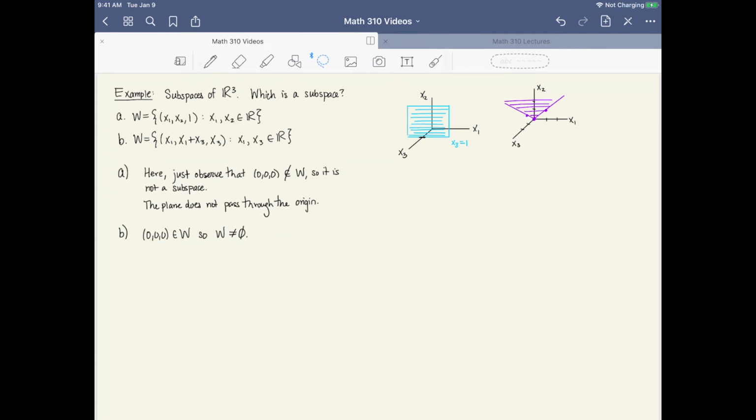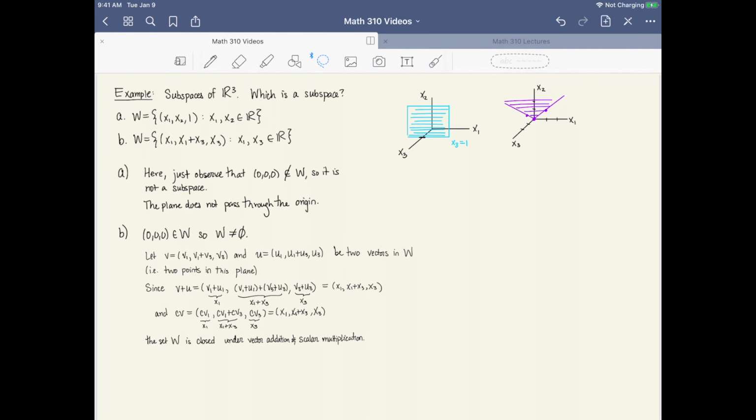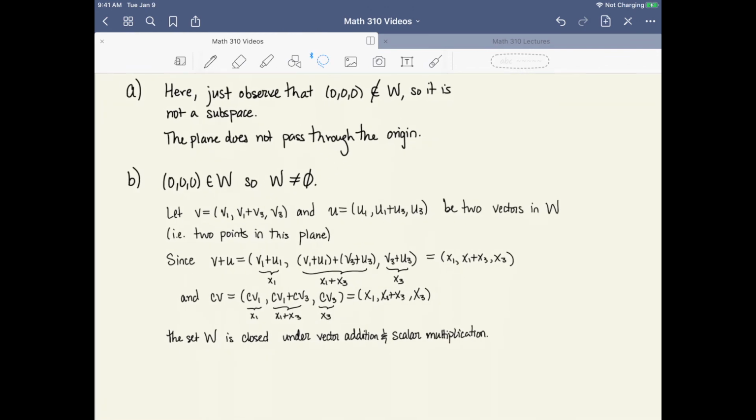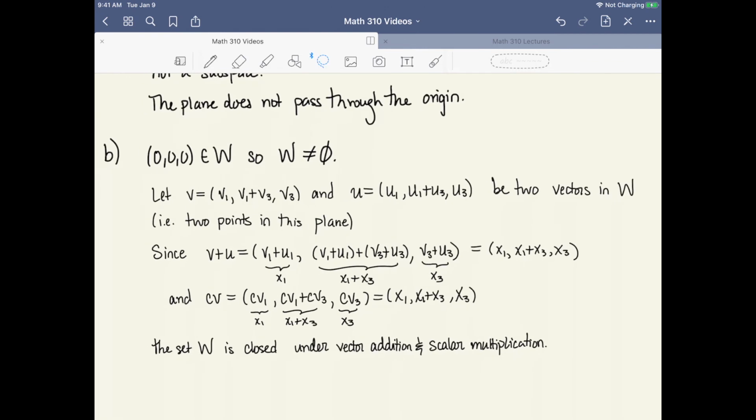In the second example, B, we're going to start with the observation that 0 is in W to make the point that W is non-empty. And then we're going to use the vector subspace check. We're going to see that it's closed under addition and scalar multiplication. So let's now take a pair of vectors that live in W. We'll have the vector V, which we're going to write now as (V1, V1 plus V3, V3). And we're going to take the vector U, which we can write as (U1, U1 plus U3, U3). These are generic vectors that live in W. There are 2 points on the purple plane.